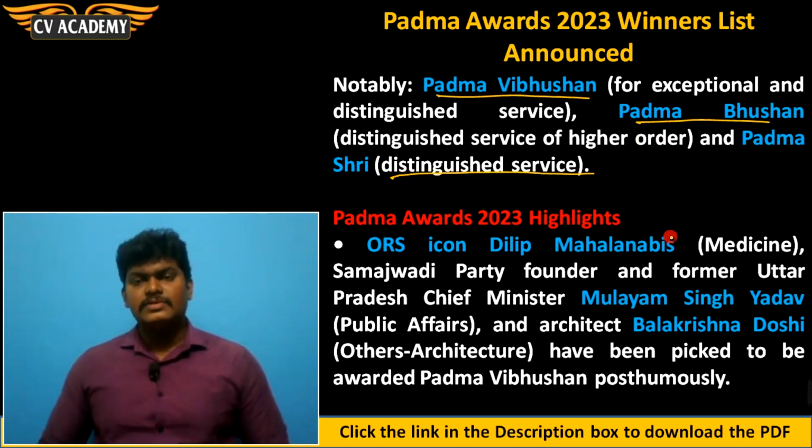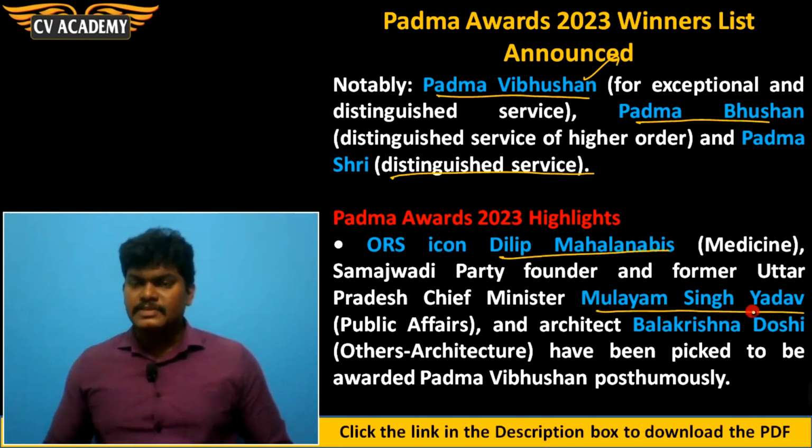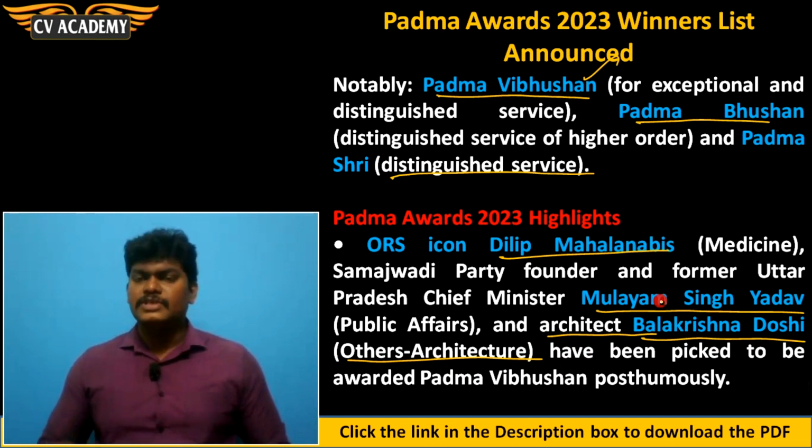So this year also 6 Padma Vibhushan Award is given. So among that 6 Padma Vibhushan Award, 3 are posthumous awards, actually that people have died, for them also this Padma Vibhushan Award is given. So among them, posthumous award is given to Dilip Magalanobi sir. Then former UP Chief Minister Mulayam Singh Yadav sir also won the Padma Vibhushan Award. Then Balakrishna Doshi sir, he is a famous architect who had done various contributions in the field of architecture in India. So for him also Padma Vibhushan Award is given.